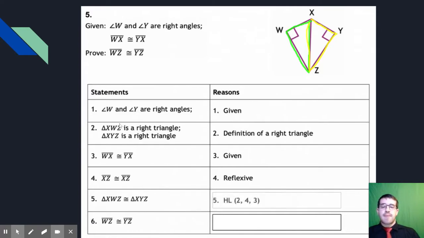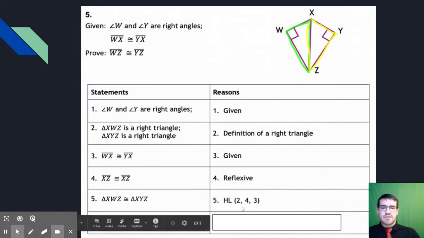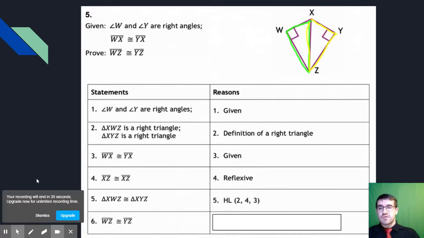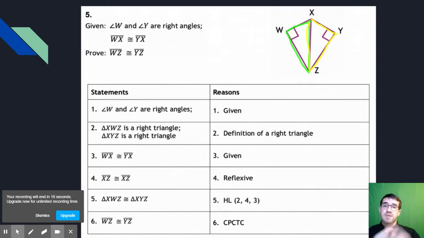And we know that by hypotenuse leg in statements 2, 4, and 3. So in statement 2, we're given definition of a right triangle. 4, we're given the hypotenuse, and 3, we're given the side congruence. And then we know that we're looking for our last segment. Segment WZ is congruent to segment YZ, and that is by CPCTC. And for those of you who don't have it written down yet, write it down. CPCTC is corresponding parts of congruent triangles are congruent.